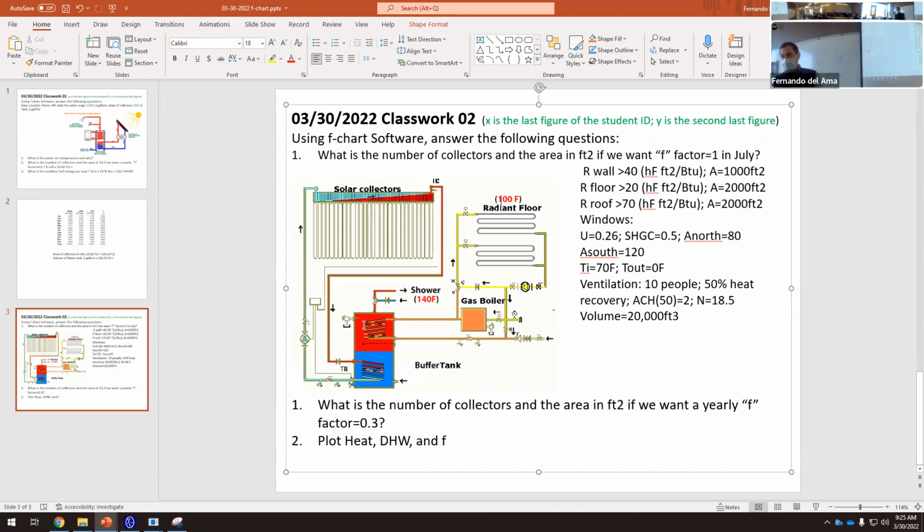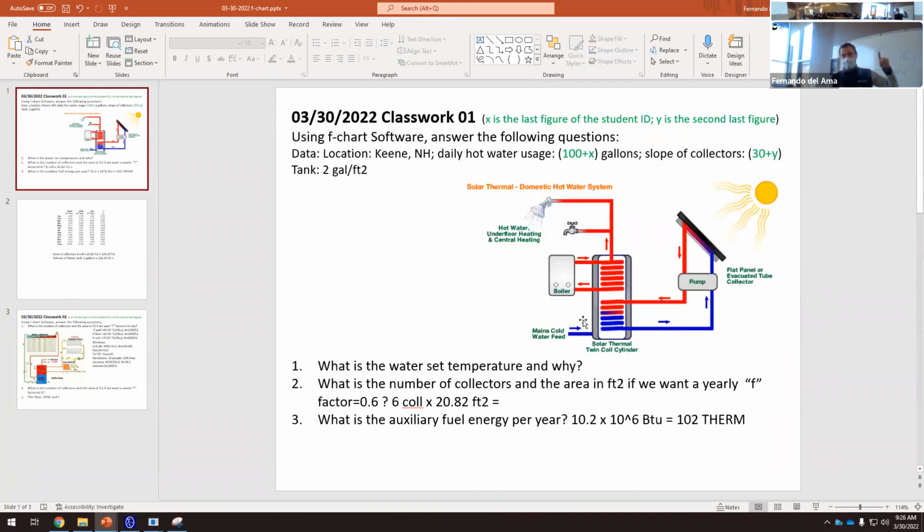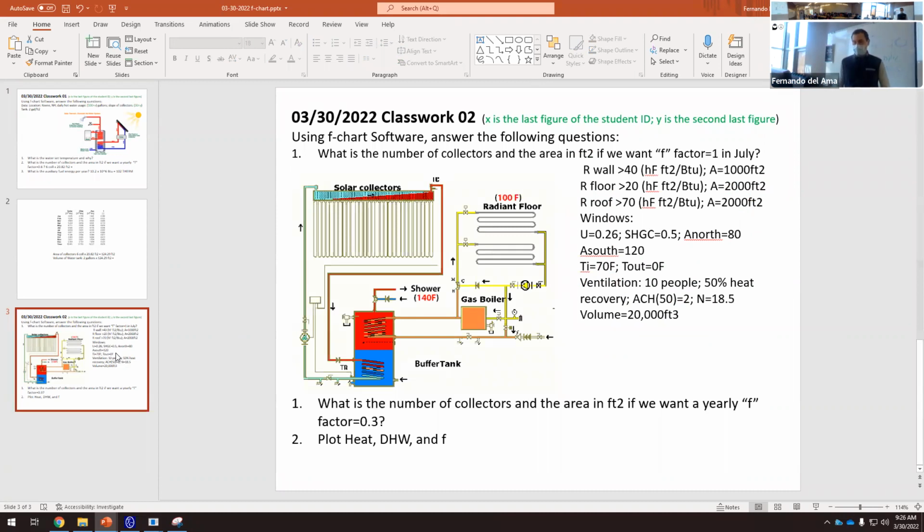Then where do we place the gas boiler? We need an auxiliary gas boiler, and this gas boiler is always placed at the top of the tank. We have the same thing here. The solar collectors are connected to the bottom. The auxiliary system is at the top of the tank, and we always get water from here. Those are small details, but if you don't do this correctly, people will not take you seriously.